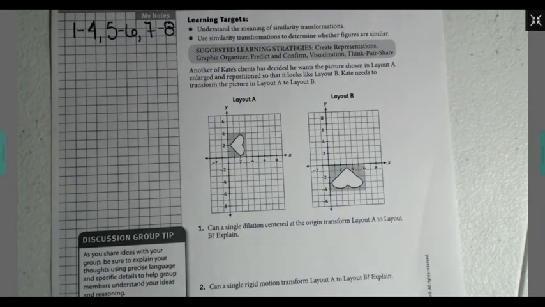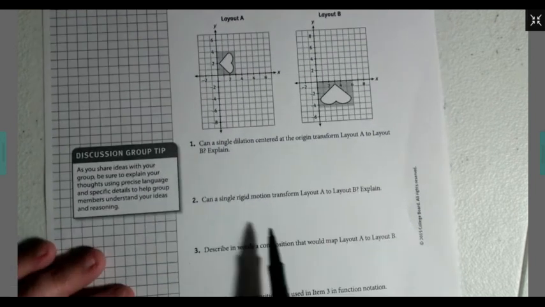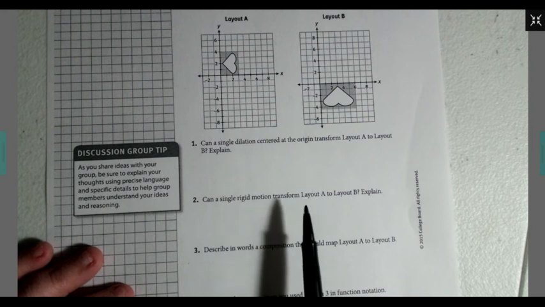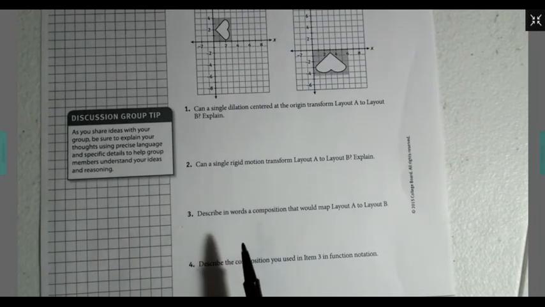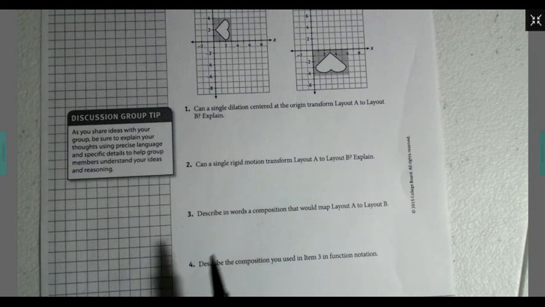Another of Kate's clients has decided he wants the picture shown in layout A enlarged and repositioned so that it looks like layout B. Kate needs to transform the picture in layout A to layout B. It states, number 1, can a single dilation centered at the origin transform layout A to layout B, and explain? 2, can a single rigid motion transform layout A to layout B, and explain? 3, describe in words a composition that would map layout A to layout B. And lastly, describe the composition you wrote in item 3 in function notation.